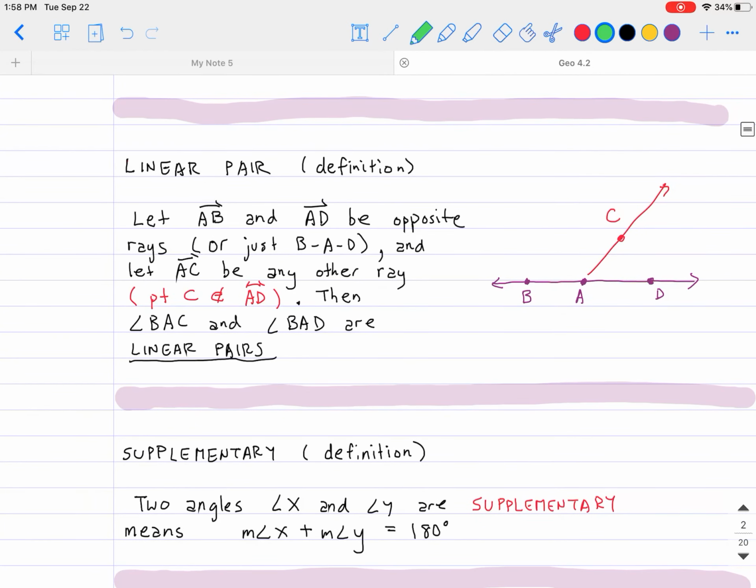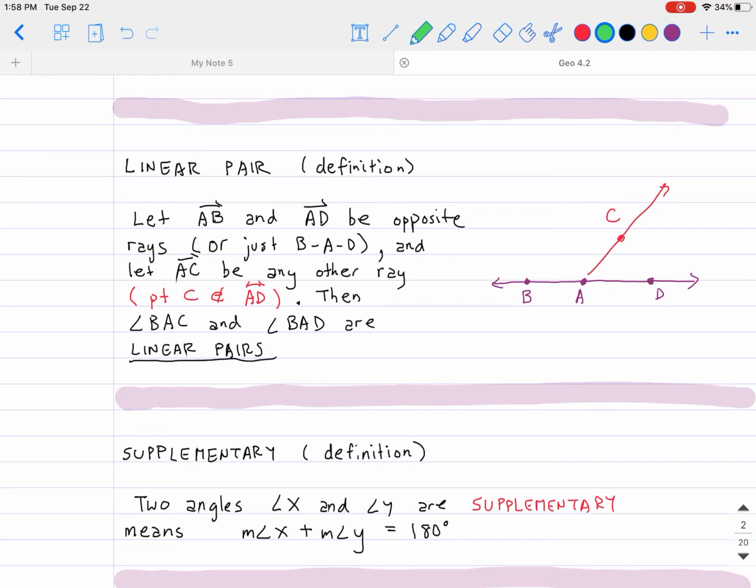So remember how I said that these are all connected, and you'll see why in a little bit. So linear pair, that is a definition right here. So there's no proof or anything like that. So here's what it says. Linear pair by definition means that you have 2 rays that are going to be opposite rays. So you can see in the picture, AB and AD are opposite rays. So that means they just form a straight line together and everything is collinear with A in the middle.